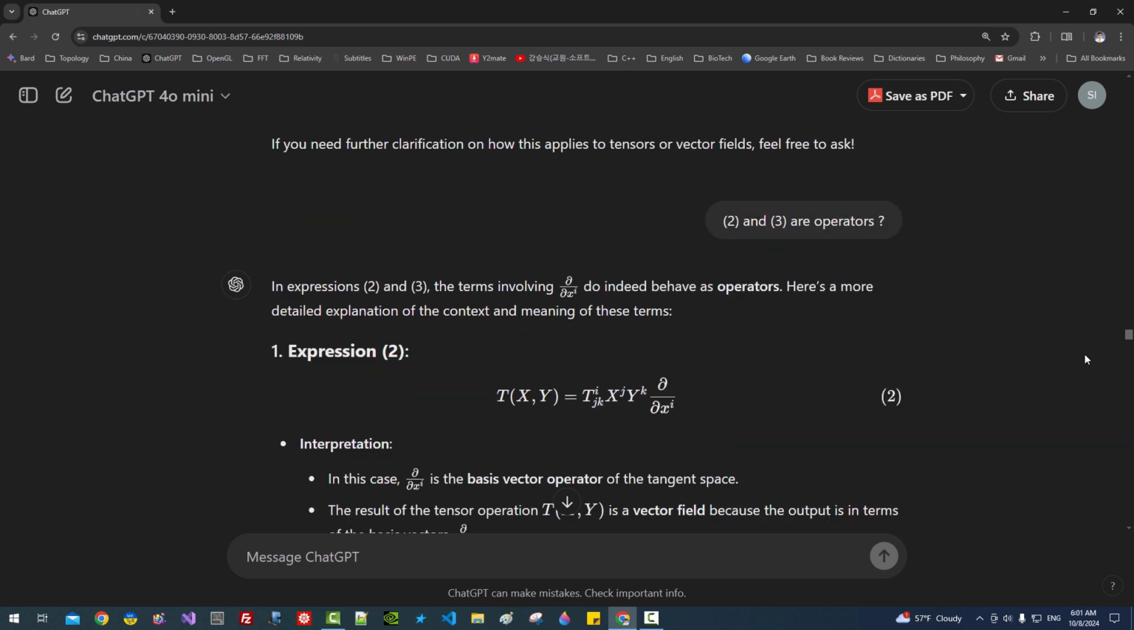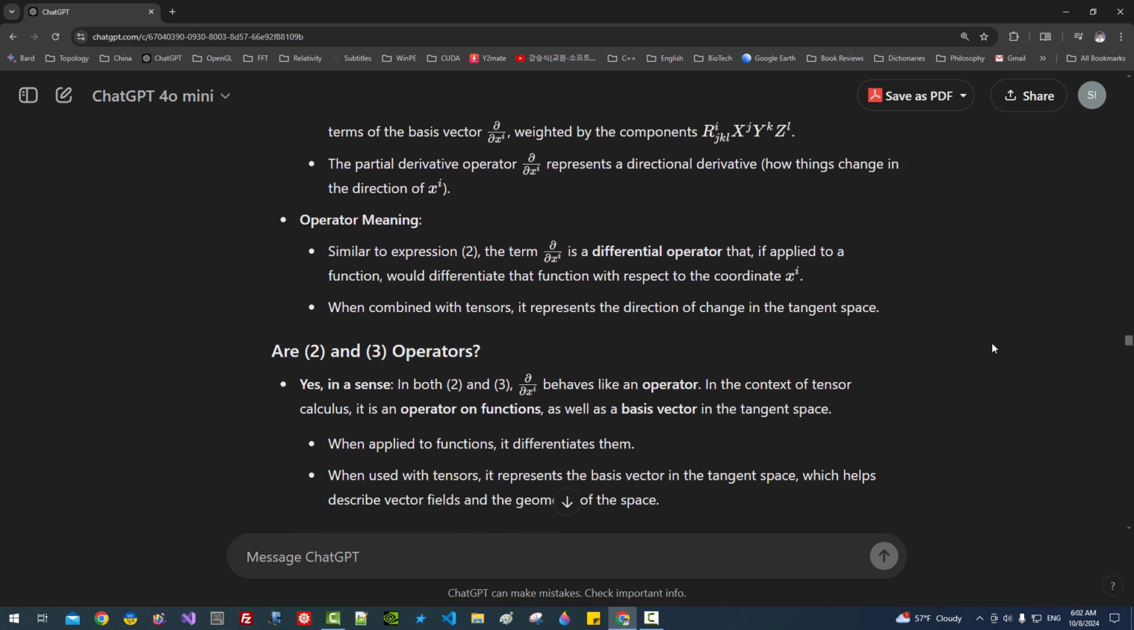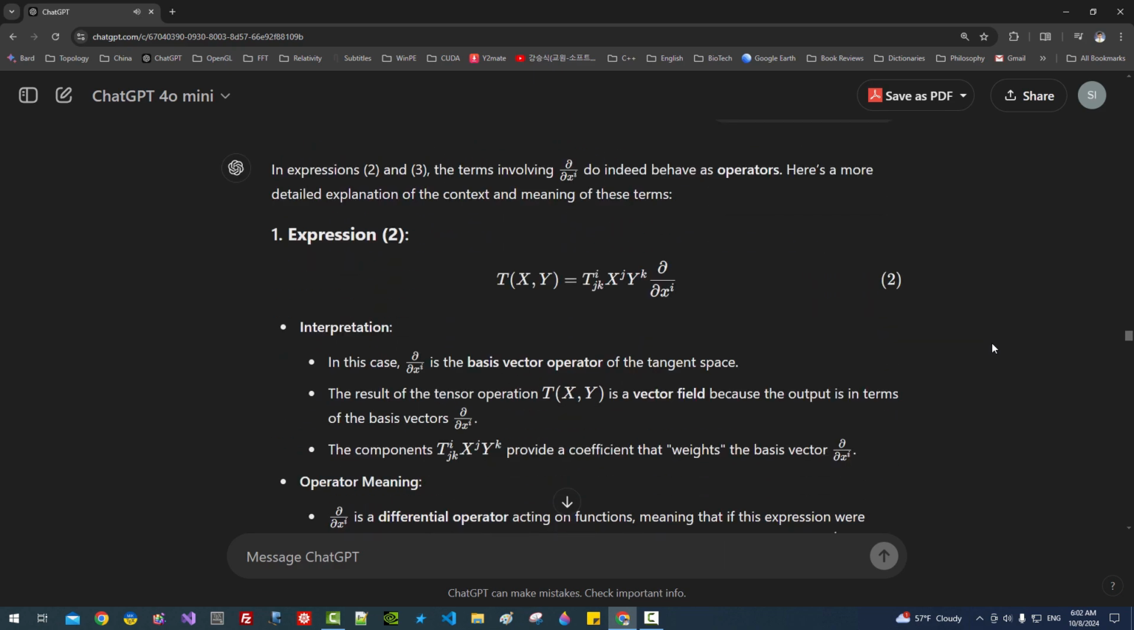Are 2 and 3 operators? In expressions 2 and 3, the terms involving ∂/∂x^i do indeed behave as operators. Here's a more detailed explanation of the context and meaning of these terms.